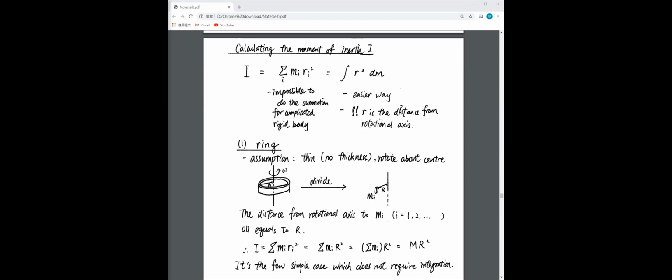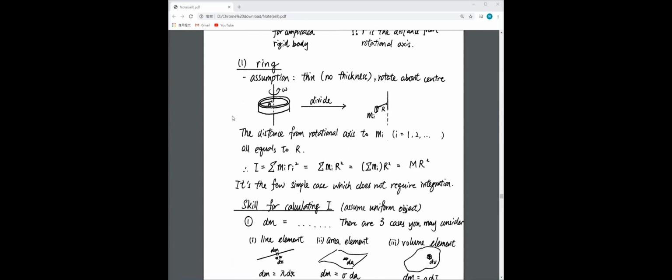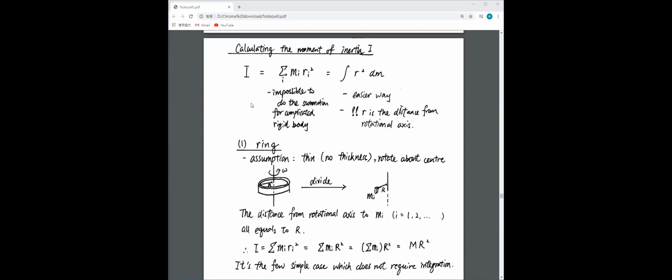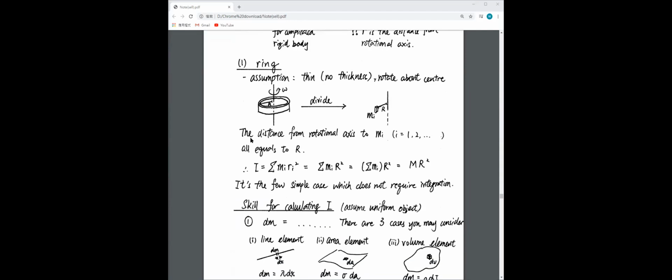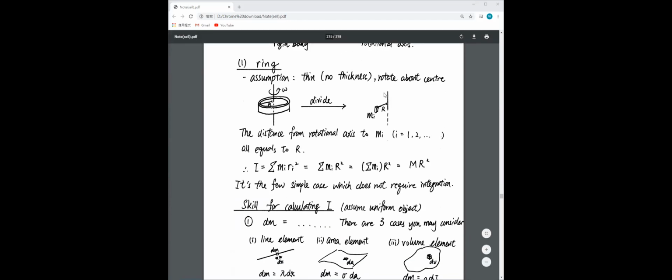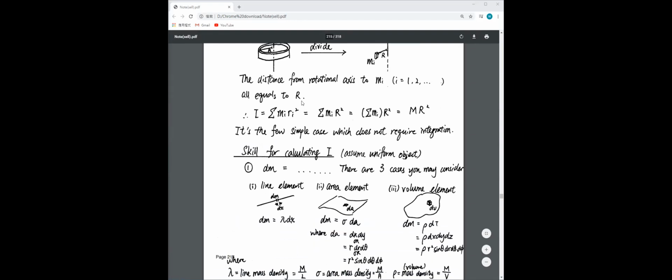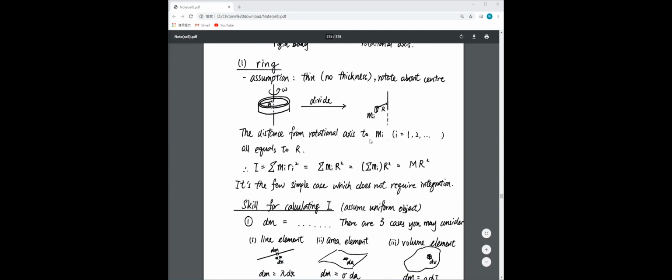Okay, so to calculate the moment of inertia, it's actually quite similar to finding the center mass of any irregular object. So let's say this is a ring, and for a ring, we assume that there's no thickness. So it is rotating about the center. The distance from m_i to the axis is all r. So you don't need to integrate for the moment of inertia of a ring. That will give you the answer m r squared.